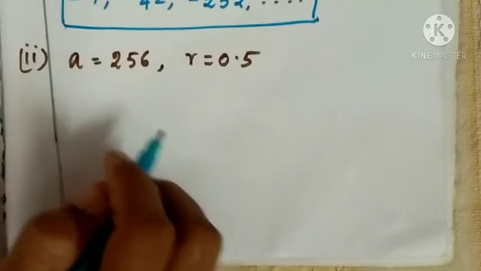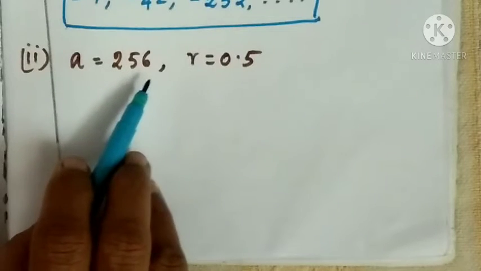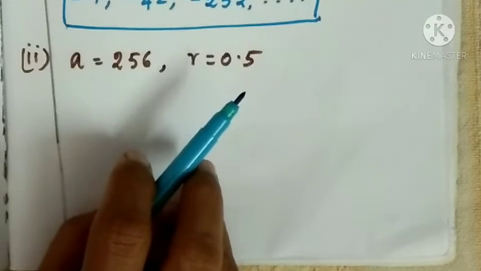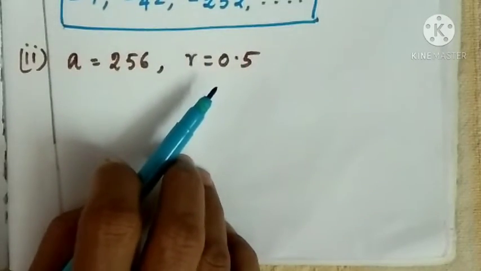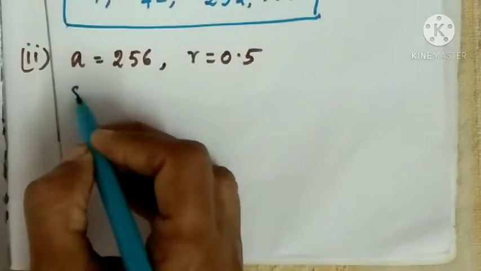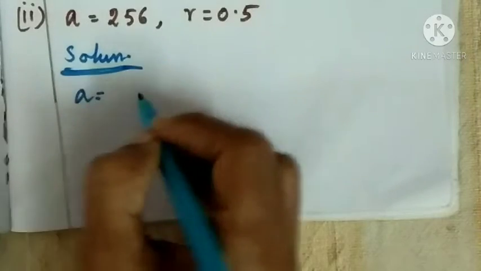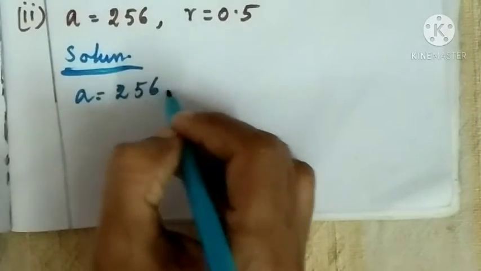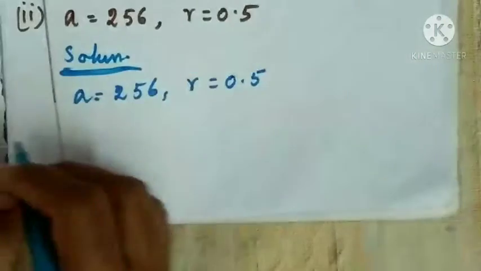Now we move on to the next subdivision. Here a is equal to 256 and r is equal to 0.5. Here common ratio is given in decimal. Let us do the solution. Take down and write the given. First term a is equal to 256 and common ratio r is equal to 0.5.